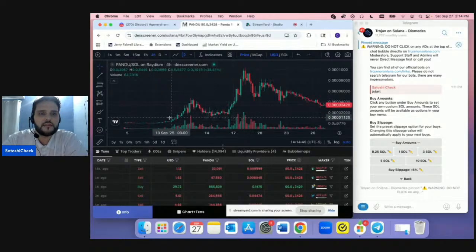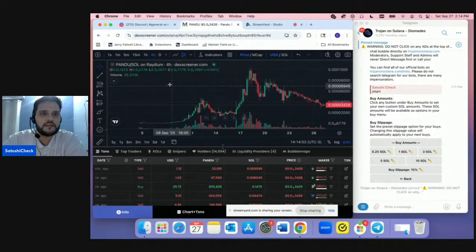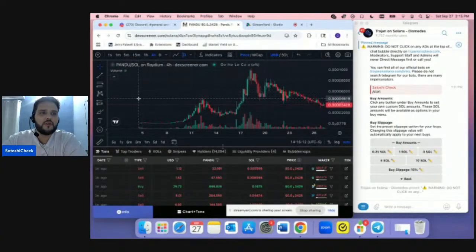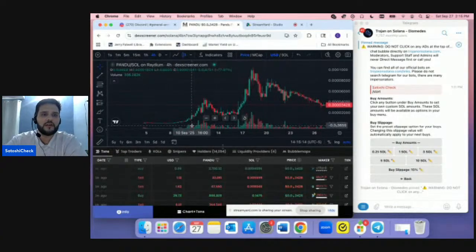But this is what you're looking for. If you had drawn that pennant pattern right here, look at that explosion up. You would have wanted to sell either here or here, right? You would not have wanted to wait and just say, oh, I'm going to hold this one, because boom, we're going straight down.